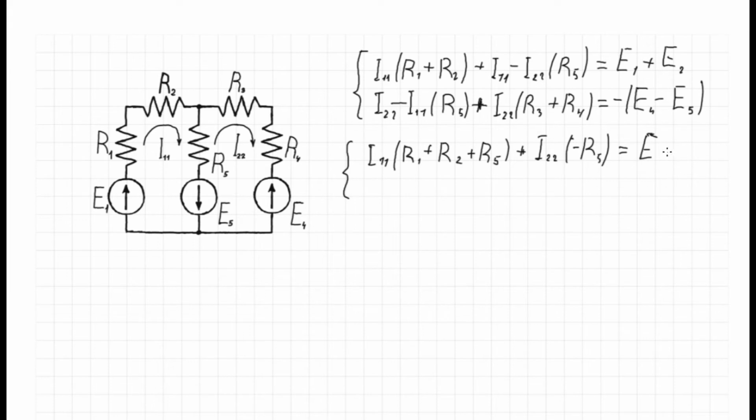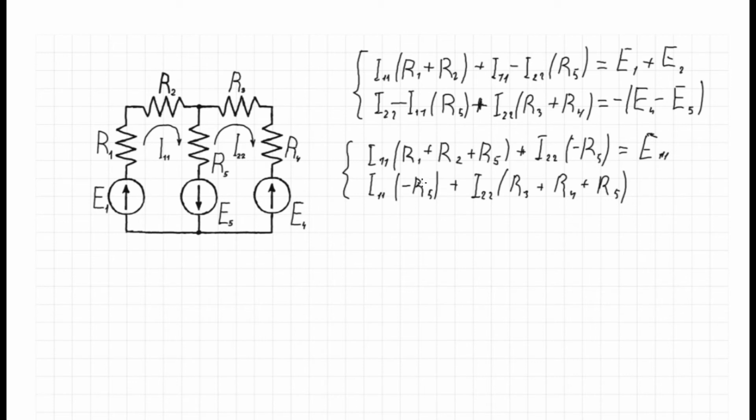We now write E11 as a term. Okay, the second equation: for I11 we get minus R5, and the next term plus I22 times R3 plus R4, and here plus R5.